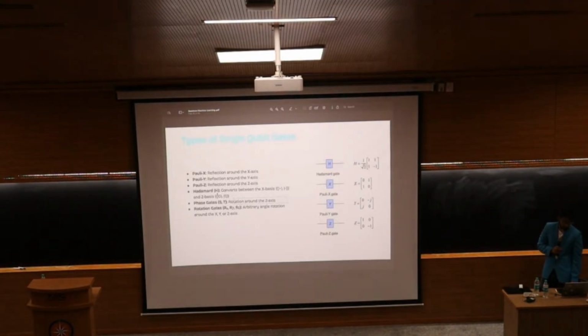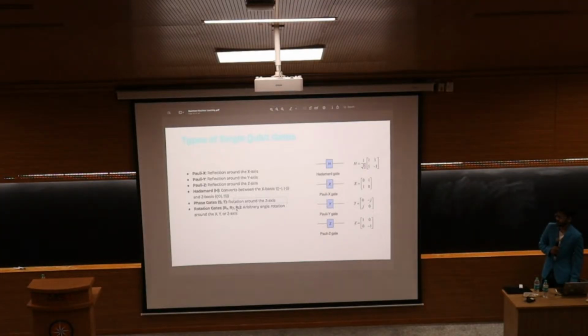Hadamard gate, the most famous one of all. It converts between the x basis and z basis, or simply we can say it switches between the x-axis and the z-axis. That would be easier to say. The phase gates are basically rotations around the z-axis. Then there are the rotation gates Rx, Ry, Rz.